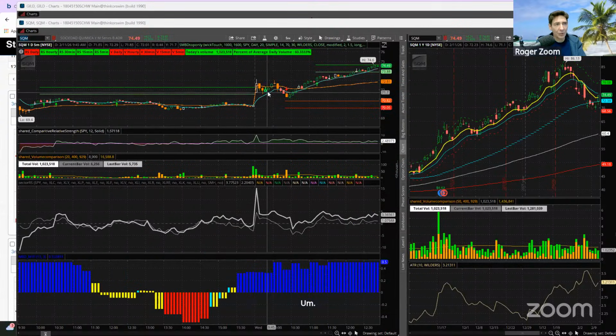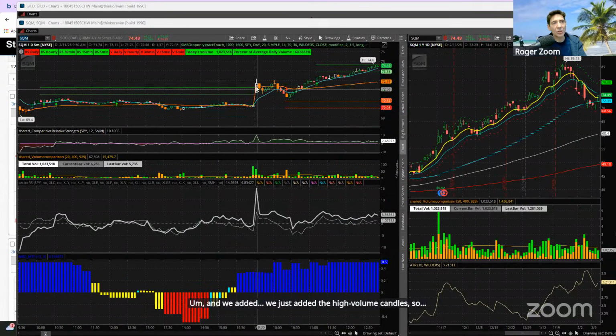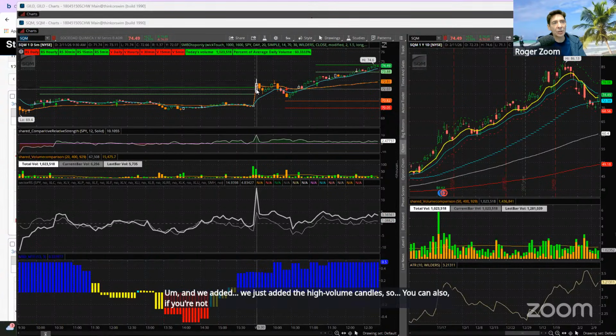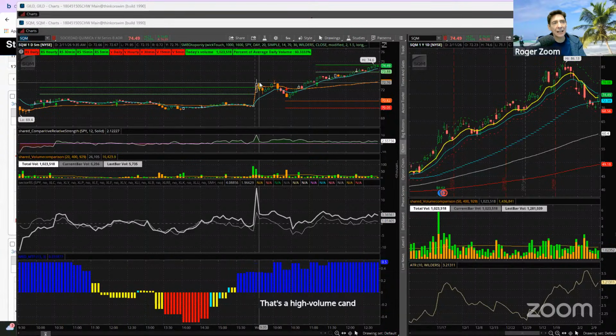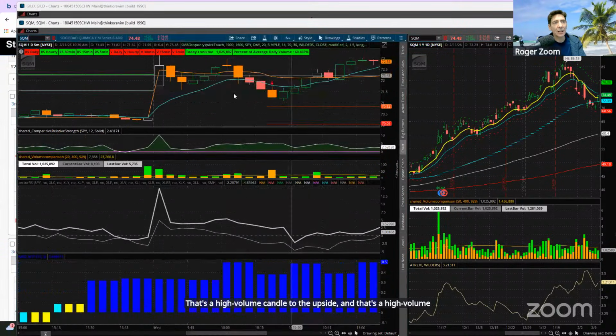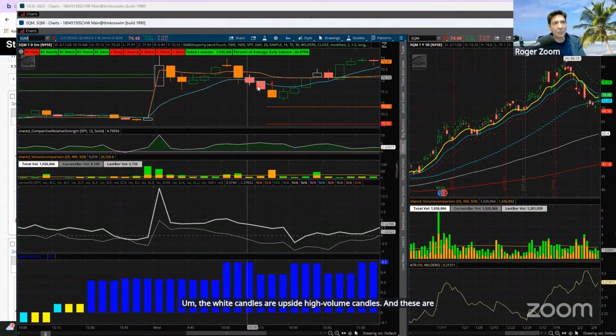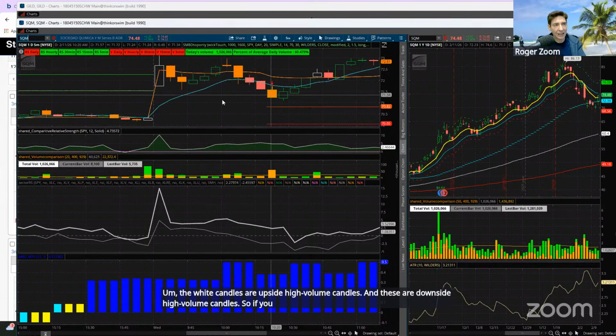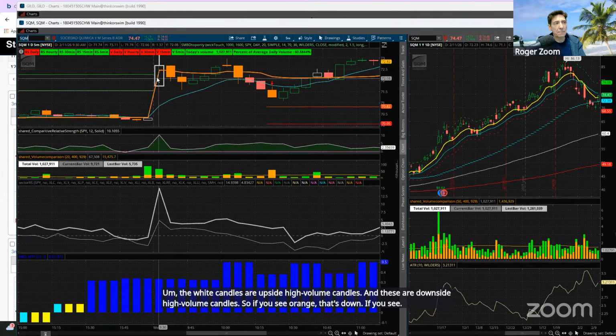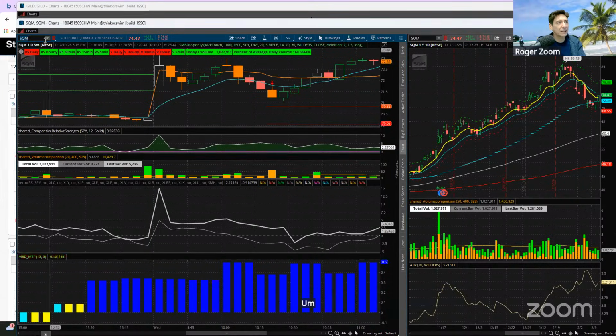And we just added the high volume candles. So if you're not looking at this, you can also be looking at this right here. That's a high volume candle to the upside, and that's a high volume candle to the upside. The white candles are upside high volume candles, and these are downside high volume candles. So if you see orange, that's down. If you see white, that's up.